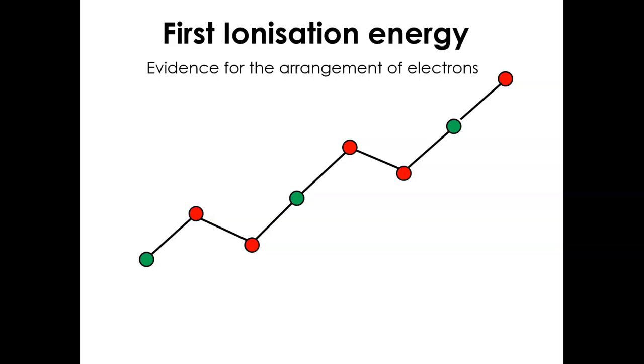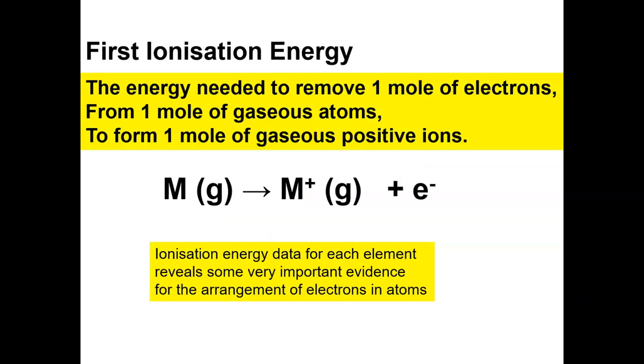The ionization energy is essentially the energy required when it comes to removing electrons. The first ionization energy, here's the definition: the energy needed to remove 1 mole of electrons from 1 mole of gaseous atoms to form 1 mole of gaseous positive ions.